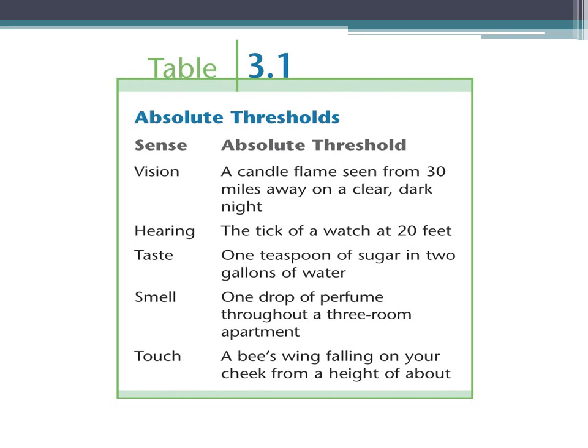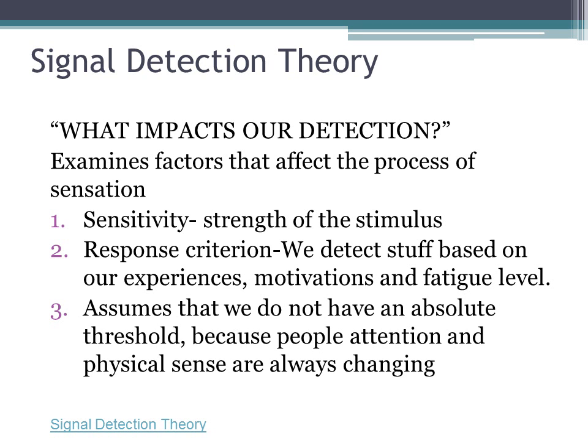Smell, 1 drop of perfume throughout a 3-room apartment, probably without a lot of other people in the environment, and then the touch of a bee's wing on your cheek. That is the smallest brush or pressure on the skin that one can detect. Because if I have 1 strand of hair on my back, I probably can't detect it. But if I had 2 or 3 going back and forth on my back, I would be able to feel that, or in front of my face.